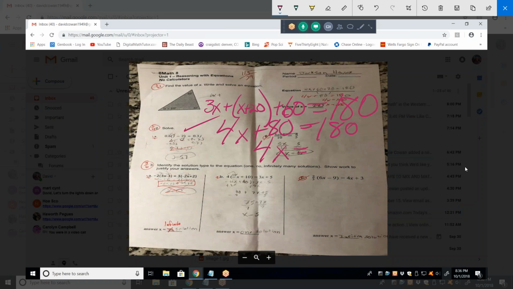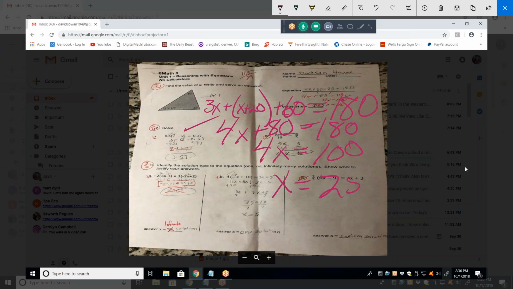You're going to subtract 80 from both sides, and then you divide. Hold on. What's the next line? 4x equals what? 4x equals 100. Okay. Now the next line. X equals what? X equals, and then we divide by 4, 25.